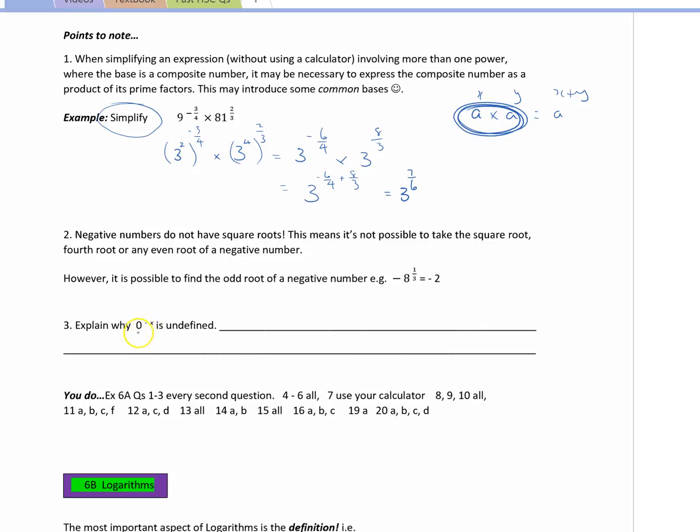Why is 0 to the minus x undefined? Well, if we use the definition of a negative power, it is equivalent to 1 over this to the positive power, but a fraction cannot have 0 in the denominator. Hence, 0 to the minus x is undefined.